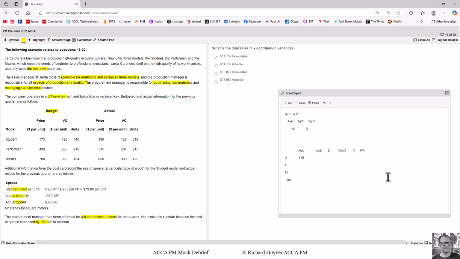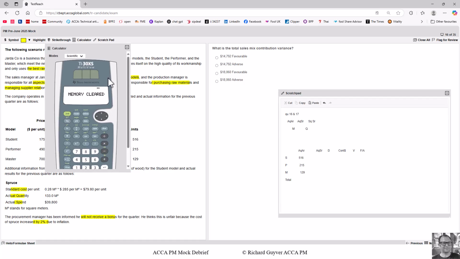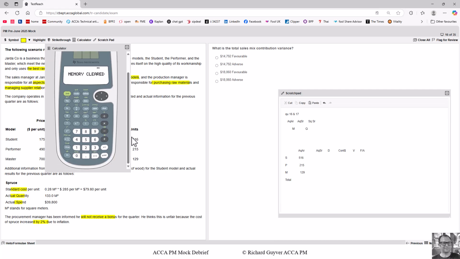So using our units that are given to us, we've got 516 for S, 215 for P, 129 here. I always laugh at this calculator. I never know why they don't get rid of the solar panel and just make it appear on the screen straight away. Little bugbear of mine about this system. That totals 860. So our actual quantity sold was 860 and the ratios are given above.